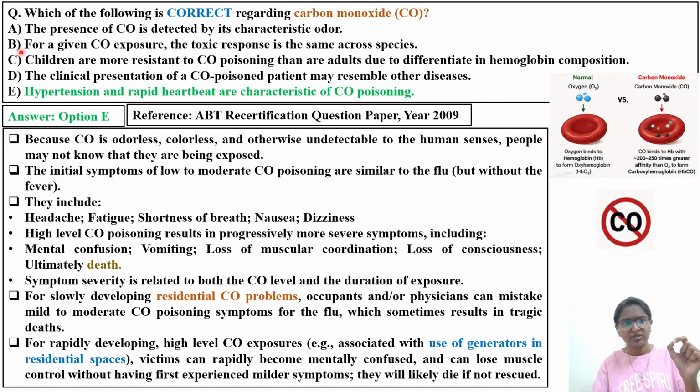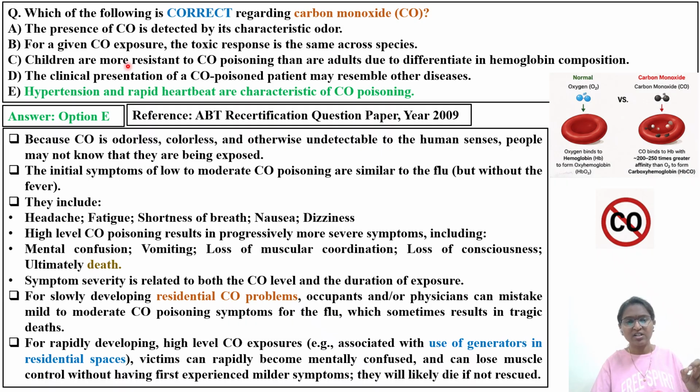poisoning. So the first option was, the presence of carbon monoxide is detected by its characteristic odor. So we'll see what the characteristic features of carbon monoxide are, how you can identify it. So the first one is saying that because of the odor, whether this particular gas will have odor or not, that we'll learn. For a given carbon monoxide exposure, the toxic response is the same across species. Is there any difference in the species like mice, rat, rabbit, and dog, in how they respond to these particular gases? That we will be seeing.